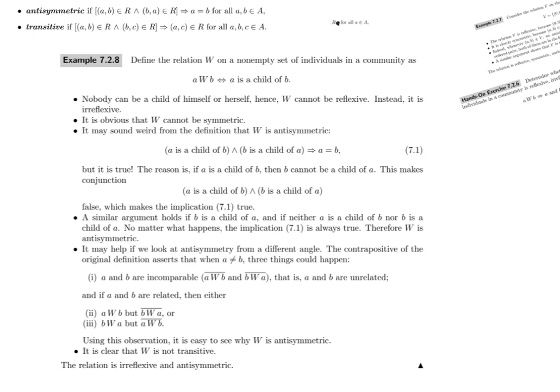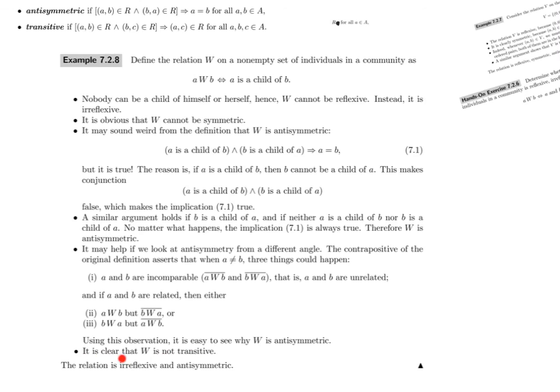If you're not convinced yet that this relation is antisymmetric, let's look at it in a different way. Remember, the contrapositive of the definition says that when a is not equal to b, there's three possibilities. Either a is not related to b and b is not related to a, or if a and b are related, then you either have that a is related to b but b is not related to a, or b is related to a but a is not related to b. Remember, related means in terms of the relation being described.